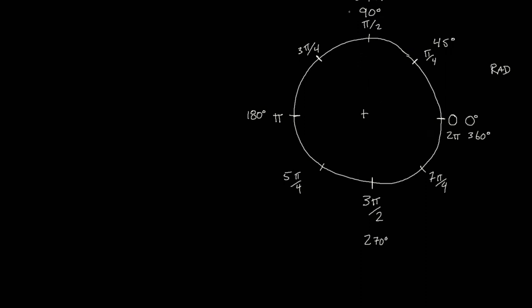And so that would be 90 plus 45, which is 135 degrees. 45 plus 135 equals 180. 180 plus 45 is 225. 225 plus 45 is equal to 270. 270 plus 45 is 315 degrees. So you keep going around.